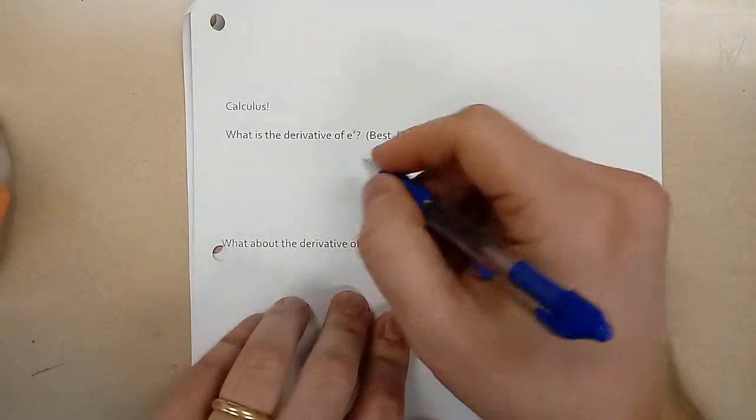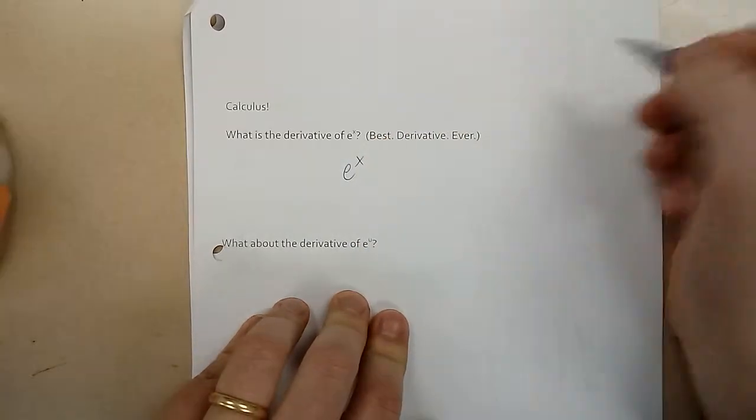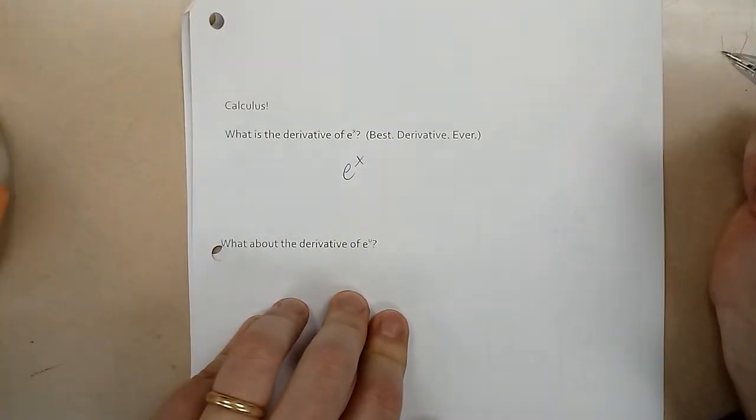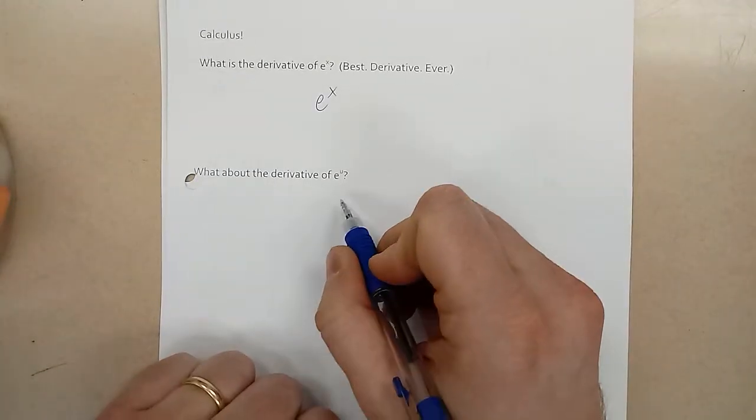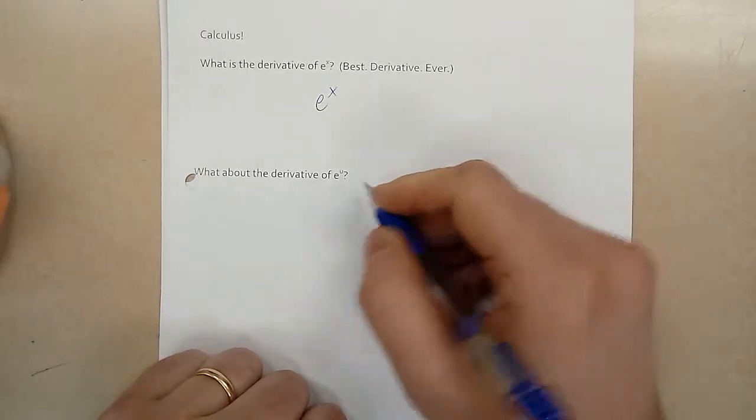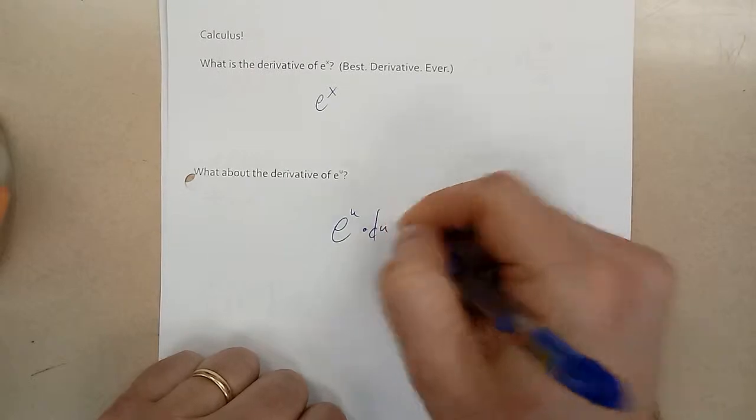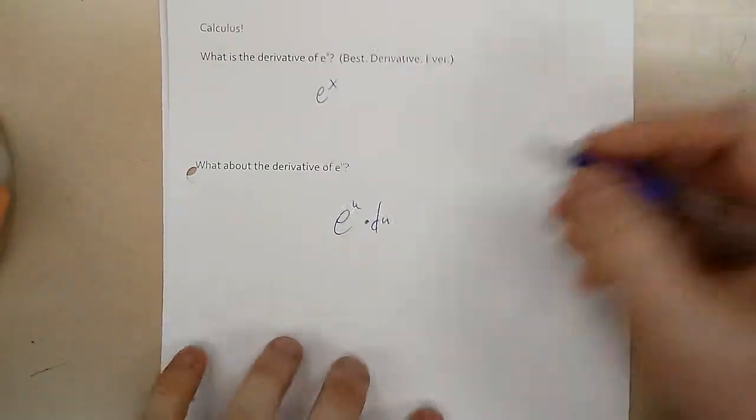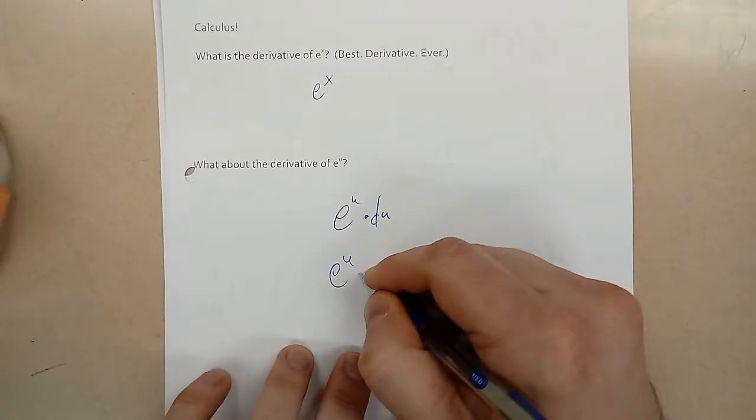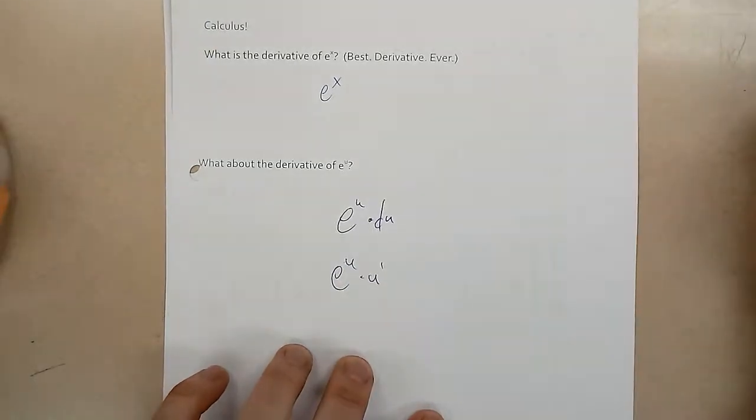So remember, the derivative of e to the x is e to the x. It is the best derivative ever. It's your best friend. So the derivative of e to the u, let's say it's something else, e to something else, is going to be e to the u times du, or sometimes in our class we'll say times u prime, times whatever the derivative of that is.